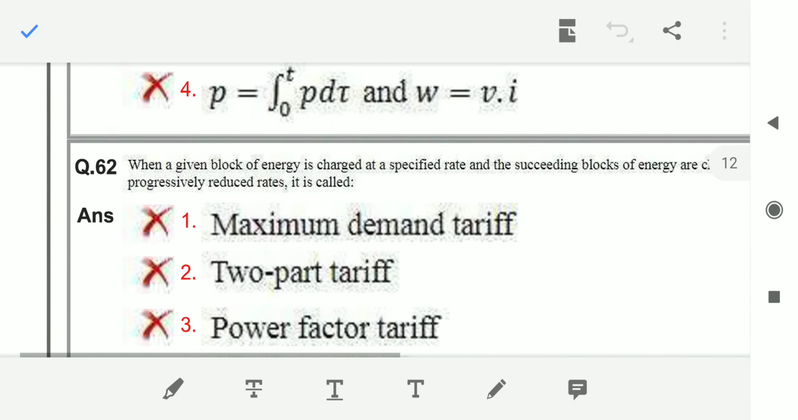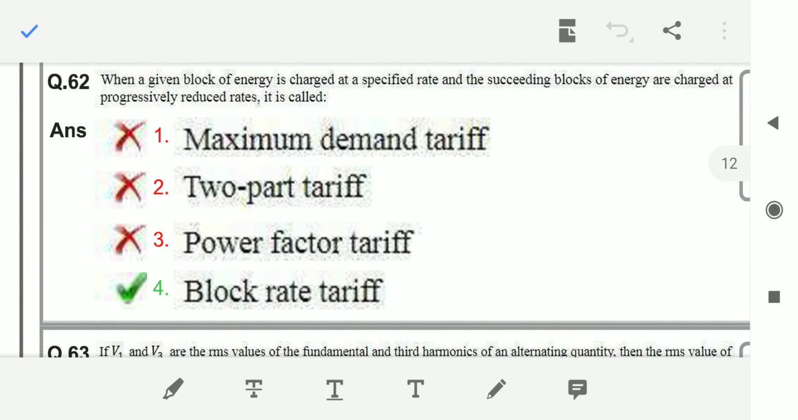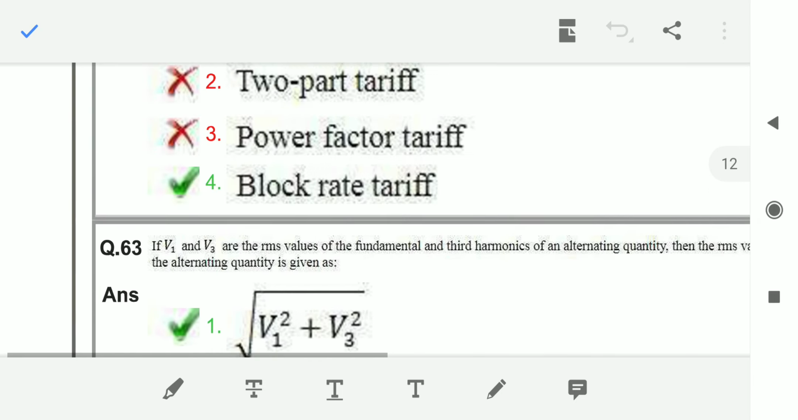Next, coming to question number 62, when a given block of energy is charged at a specific rate, and the succeeding blocks of energy are charged at progressively reducing rates, it is called what, sir? Block rate tariff.